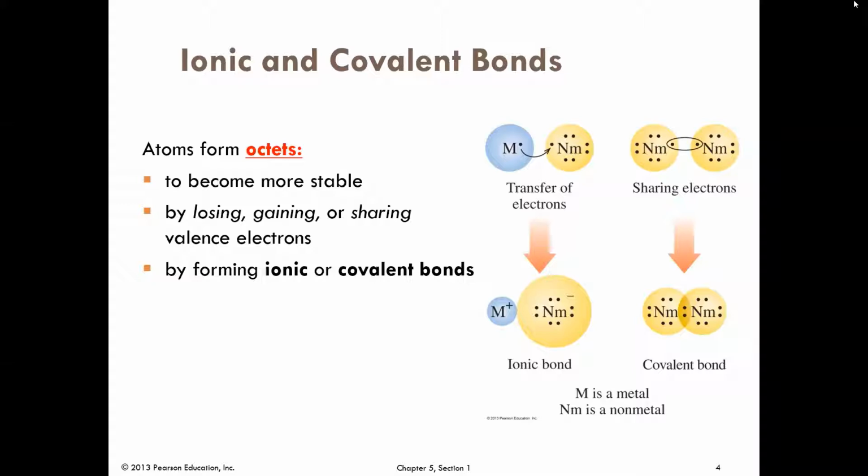Now we're going to transfer those electrons, or gain or lose, if we're forming an ionic bond between a metal and a nonmetal, or we're going to share pairs of electrons, and that is going to form a covalent bond only between nonmetals.